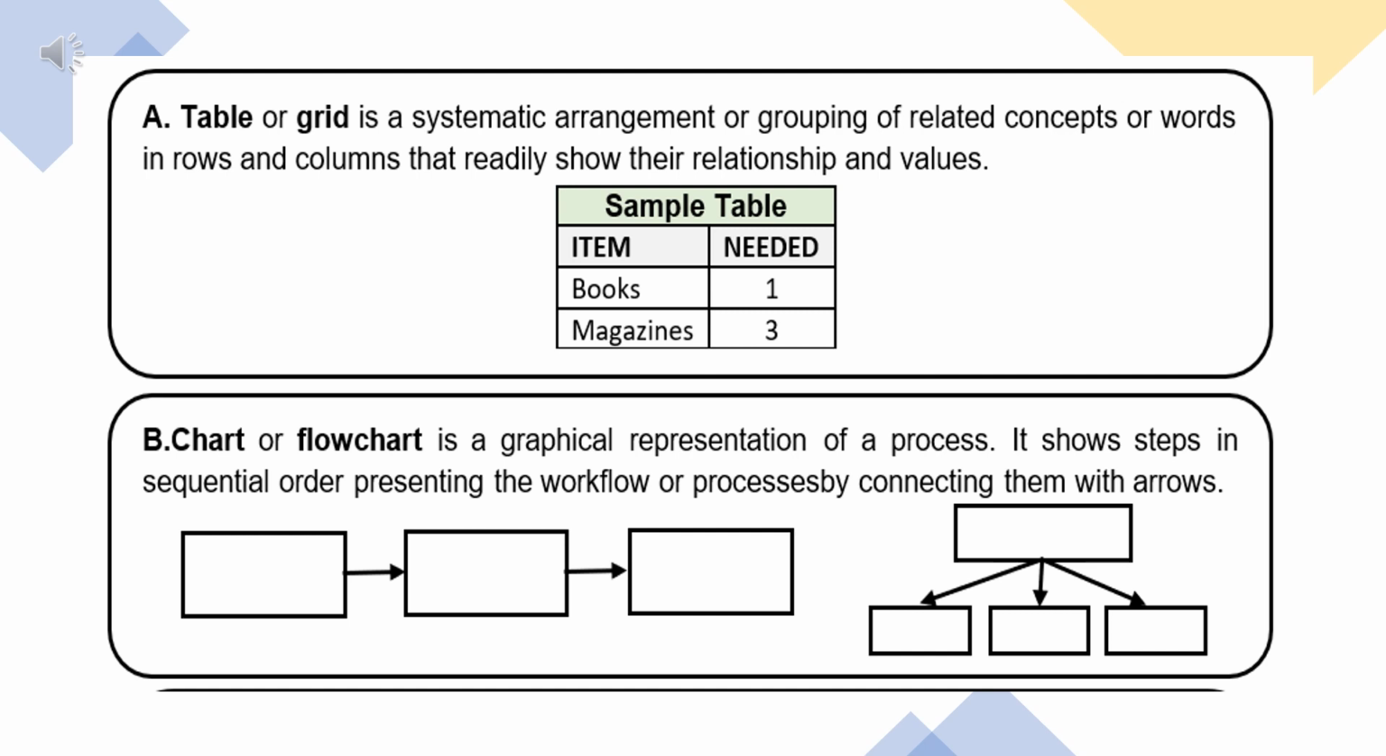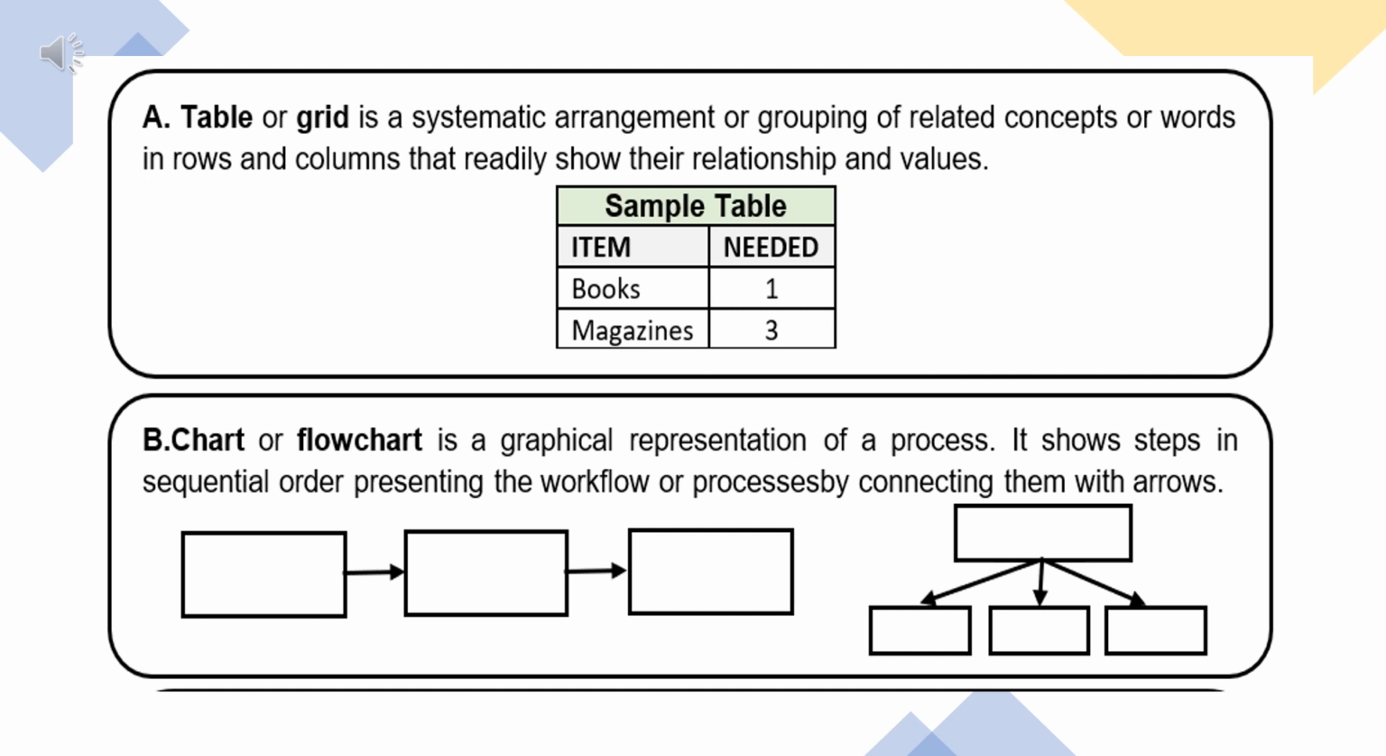Letter A, table or grid, is a systematic arrangement or grouping of related concepts or words in rows and columns that readily show their relationship and values. So I do believe that you are very much familiar with a table or grid under the use of graphic organizers, because typically information that we process in the lessons or in other activities of ours is presented through the use of a table or grid. And the good thing about using it, as said there, you have the related concepts or words already written in rows or in columns, which show instantly the relationship between the concepts or words that you have in the table or grid.